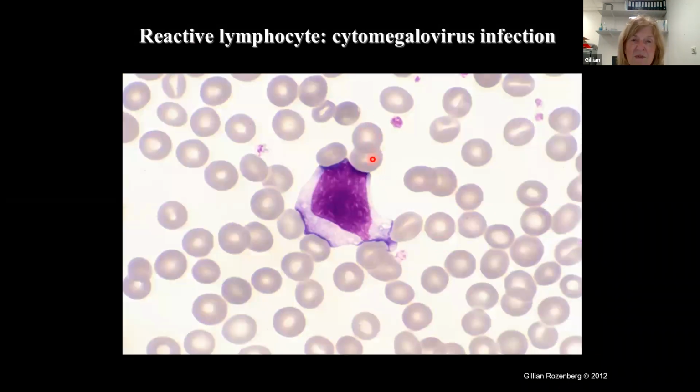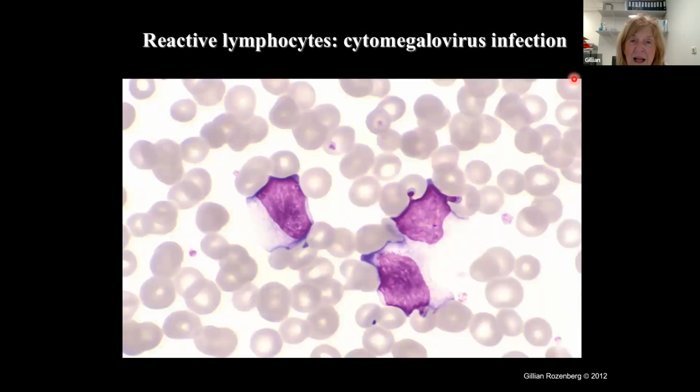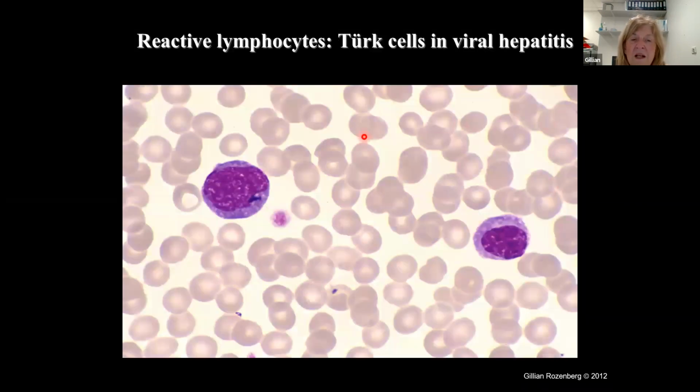This is an example of cytomegalovirus, very similar to that of infectious mononucleosis. Again, this is another example of 3 reactive lymphocytes in somebody who has got the cytomegalovirus infection. These are examples of Turk cells. This is a case of a patient with viral hepatitis.